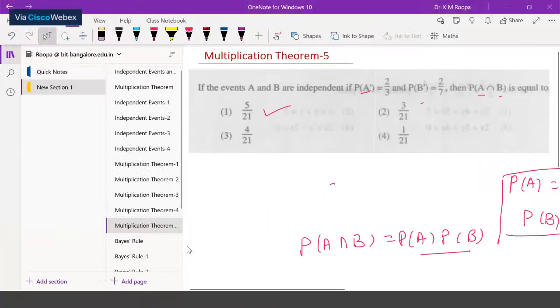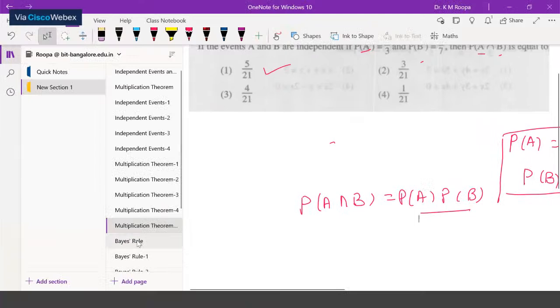This is clear. We are moving to the next topic, Bayes rule. I think it's clear, no? Most of them gave an answer. Okay.